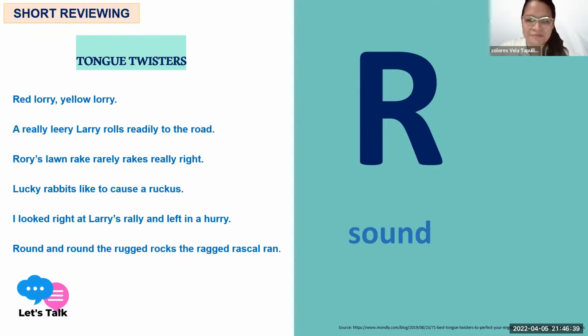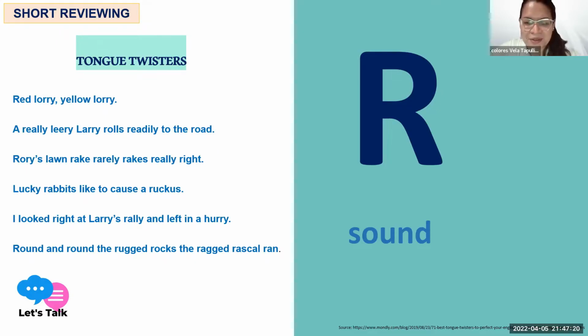Very good. Round and round the rugged rocks the rugged rascal ran. Yes, a short one, but quite difficult, no? But you can start practicing. This is slow, this is step by step. Don't despair and try to pronounce these tongue twisters fast. This is an exercise with R. That's why we are doing it. We are working on our R letters.